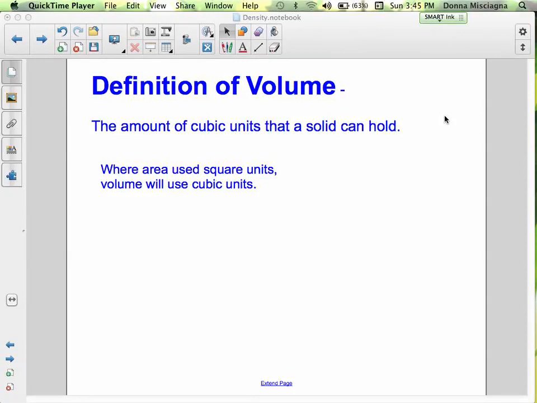Definition of volume: the amount of cubic units that a solid can hold. So where area uses square units, volume uses cubic units. This lesson is going to be about volume, and we're going to start off with volume of prisms.